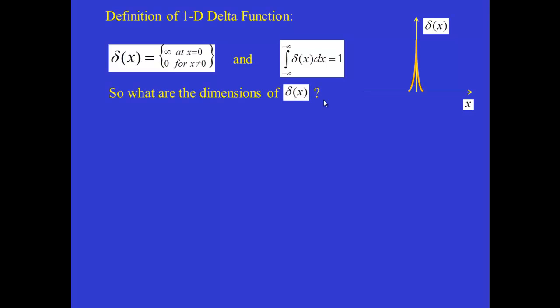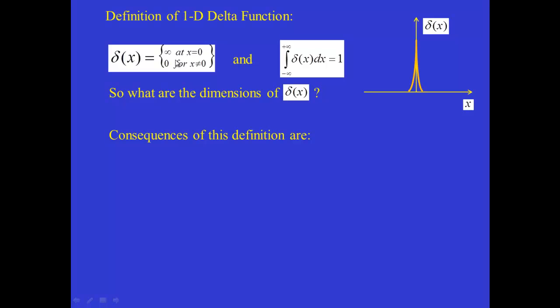And something worth thinking about is what are the dimensions of delta of x? And that should be apparent by looking at this integral. Because if the integral of delta of x times a length element dx is equal to 1, and if that 1 is dimensionless, then delta actually has to have dimensions of 1 over length.